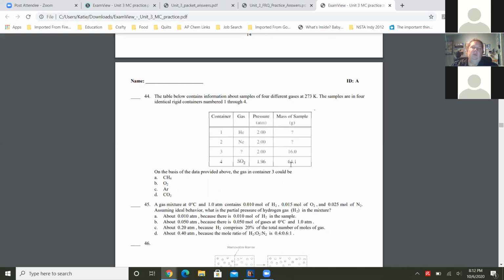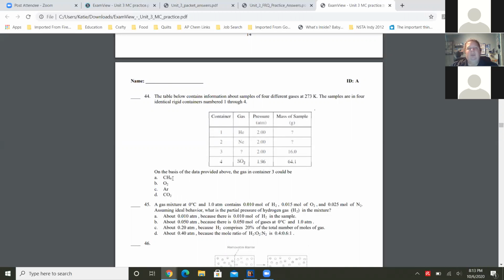Is 64 the molar mass of SO2? 32, yeah, should be pretty close. So we're saying in these identical containers with a pressure around 1 atmosphere, the mass of those samples is about 1 mole. So if this is 16, then the gas should be something where the molar mass is close to 16. So would that be CH4? Okay, thank you.